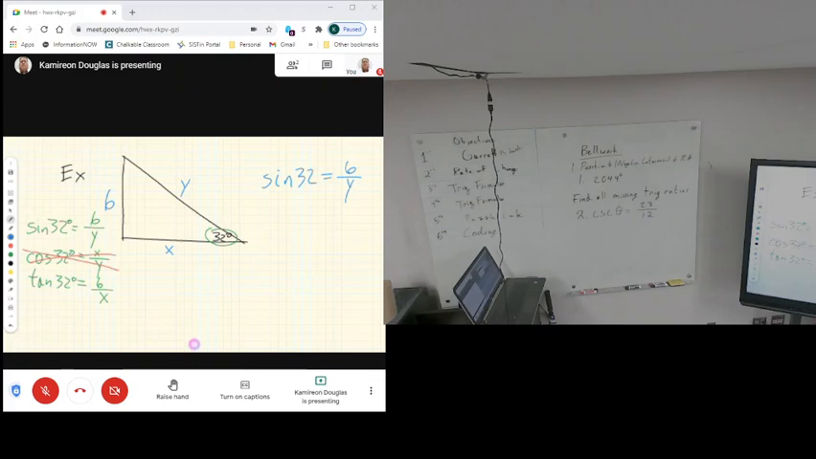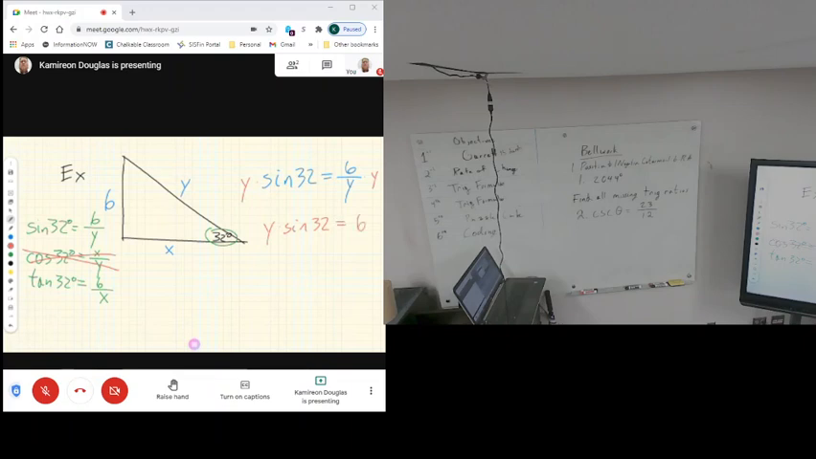Here we go. I want to get y by itself. Y is permanently in the denominator. Step 1. Multiply both sides by y. This will get it out of the denominator and give me y times the number sine of 32 equals 6.